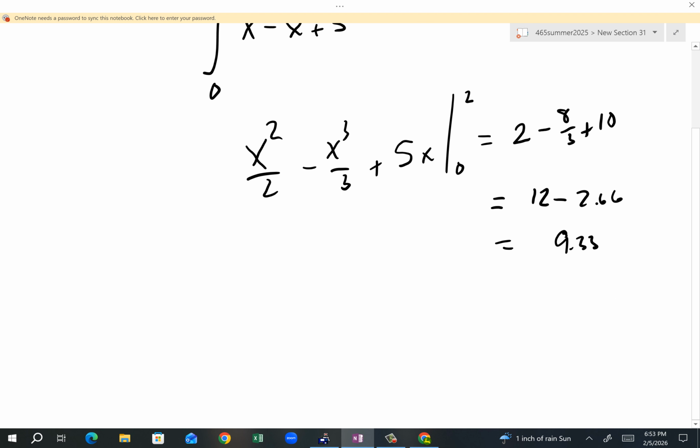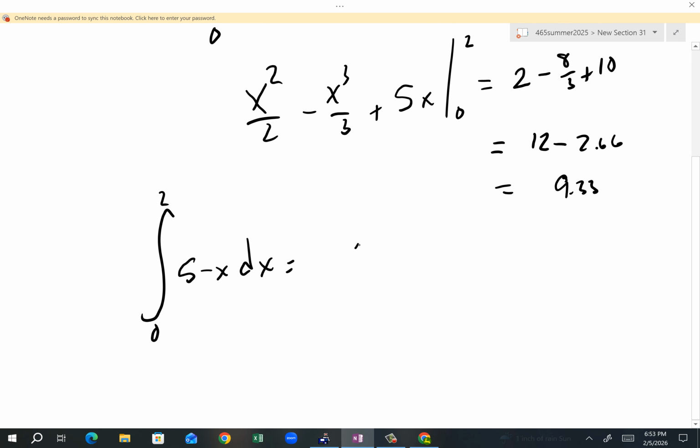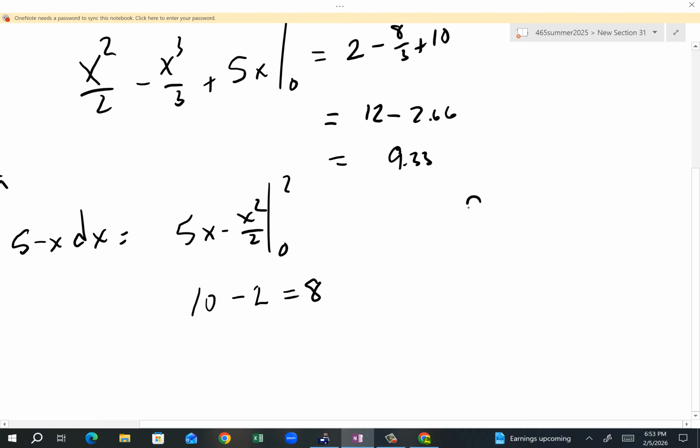Are you with me? Now, the integral from 0 to 2 of 5 minus x dx, don't forget your dx, is equal to 5x minus x squared over 2 from 0 to 2. Well, if you do that, you're going to get 10 minus 2, which is 8. You with me? And therefore the answer is 9.33 minus 8. The final answer is 1.33, or 4/3, if that makes you happy.